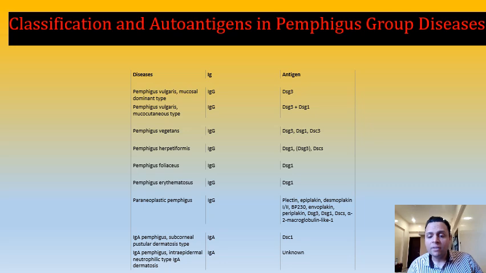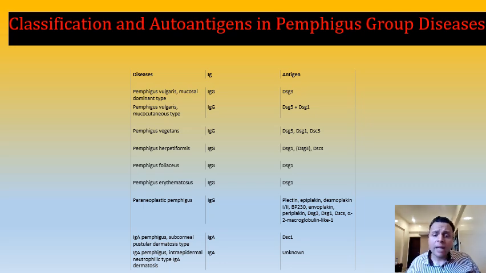Desmoglein 3, desmoglein 1, desmocollin. Desmocollin is just like desmoglein, also a transmembrane protein in the desmosome. Pemphigus vulgaris, if it is mucosal dominant, you have to use this word, mucosal dominant, it is desmoglein 3. When it is mucocutaneous, it is desmoglein 3 and 1 both. In pemphigus vegetans, 1 and 3 will be present, plus desmocollin can be present. Desmocollin is also present in pemphigus herpetiformis, in addition to desmoglein 1 and 3.